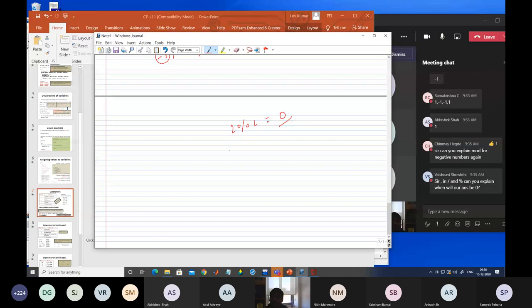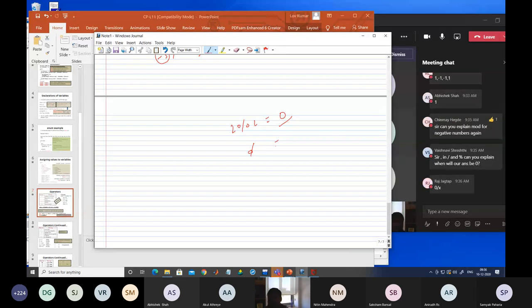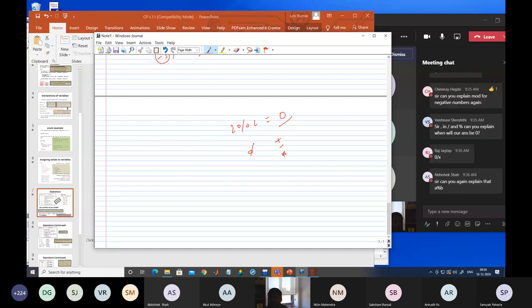Okay. Next one. In the case of any operator, plus, minus, into and division work for any type, and modular division only for the integer. We are talking about this one. A modular division B will only return you the remainder value, and the sign of this result will totally depend upon the sign of A.